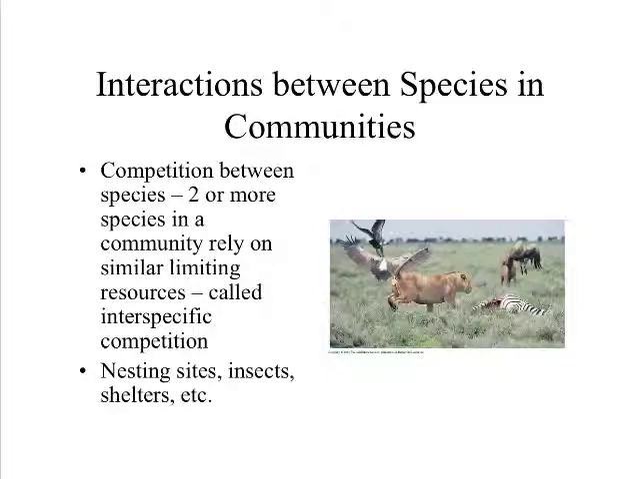All right, so let's take a look at the interactions between species in a community, because this is going to affect who survives, who doesn't, and at which rate. So competition between species basically occurs because 2 or more species in a community are relying on similar resources. This is called interspecific competition. So we've got competition for nesting sites, insects for food, shelters to live in, etc. Those are all things that species are going to compete for.